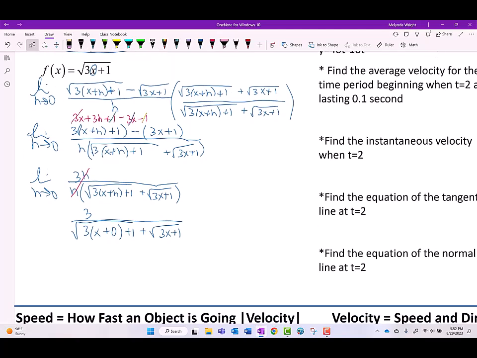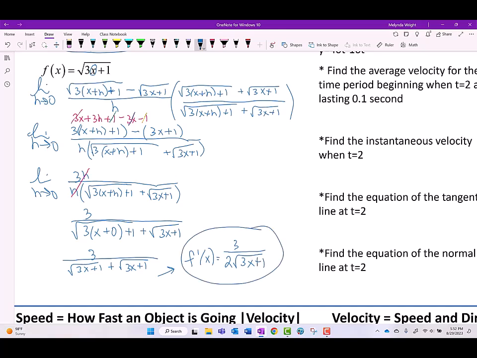Now let's do some simplification. So we've got, let's see, 3 times x is 3x. So I've got the square root of 3x, 3 times 0 is 0, plus 1, plus the square root of 3x plus 1, which gives me, so this is the result. That means the derivative is going to be 3 over, I have 1 root 3x plus 1 plus 1 root 3x plus 1. That gives me 2 root 3x plus 1. And that's my derivative.